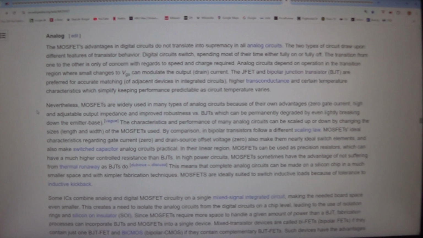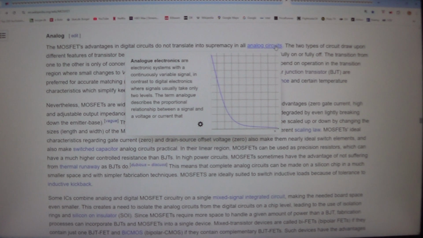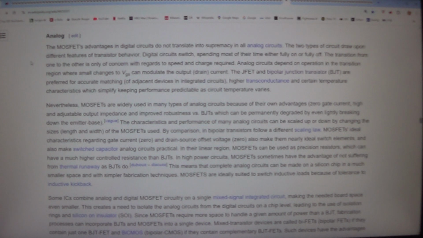Analog. The MOSFET's advantages in digital circuits do not translate into supremacy in all analog circuits. The two types of circuit draw upon different features of transistor behavior. Digital circuits switch, spending most of their time either fully on or fully off. The transition from one to the other is only of concern with regards to speed and charge required. Analog circuits depend on operation in the transition region where small changes to VGS can modulate the output, drain, current.